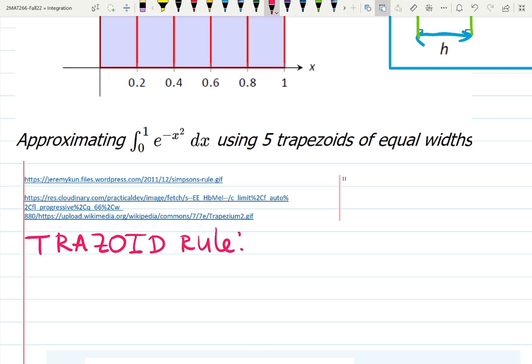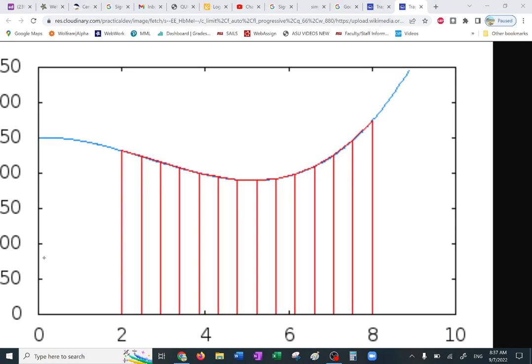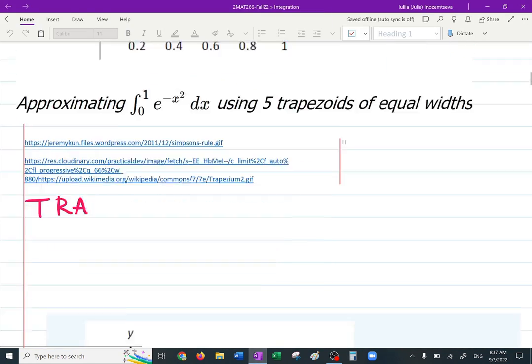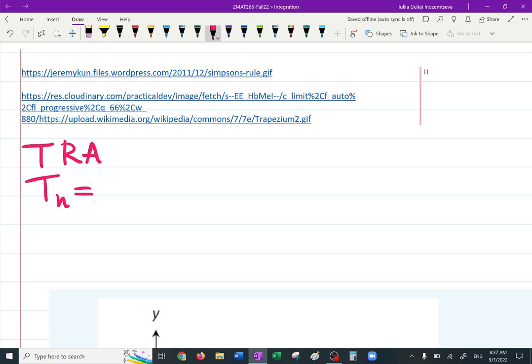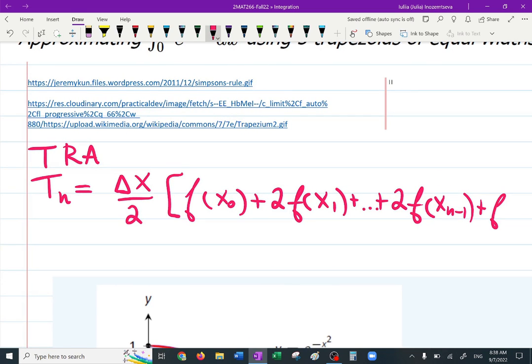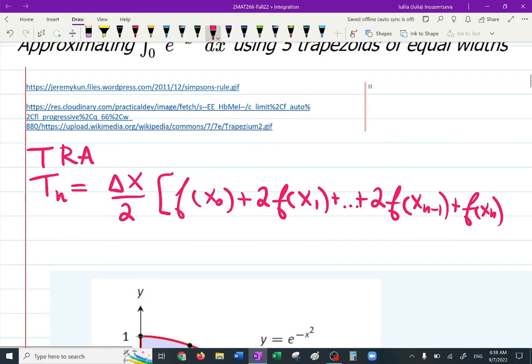It has a formula. T sub n equals delta x over 2. Delta x is my step size. Delta x is b minus a over n. And then you have f(x sub 0) plus 2 f(x sub 1) plus ... plus 2 f(x sub n minus 1) plus f(x sub n). That is the trapezoid or trapezoidal rule.